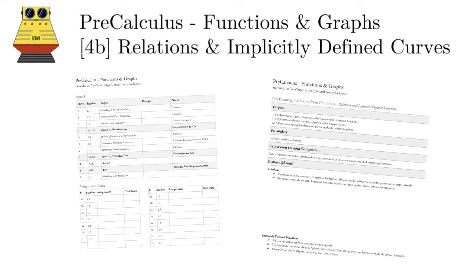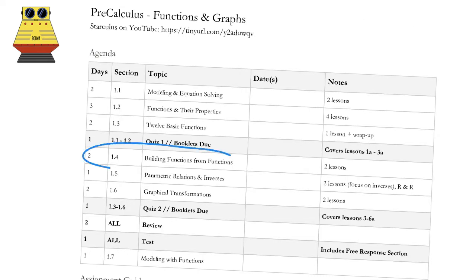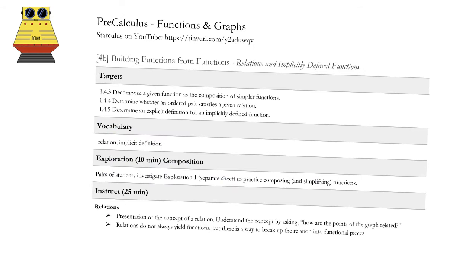This is Pre-Calculus, Functions and Graphs. I'm Mr. Stark. We're wrapping up Topic 4, Building Functions from Functions. And this is Lesson 4b, Relations and Implicitly Defined Functions, or more appropriately, curves.